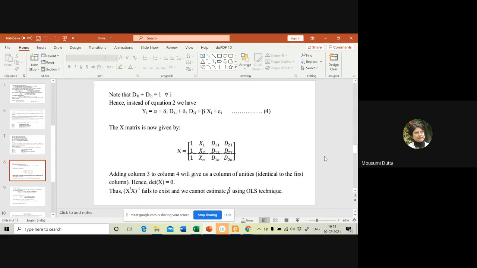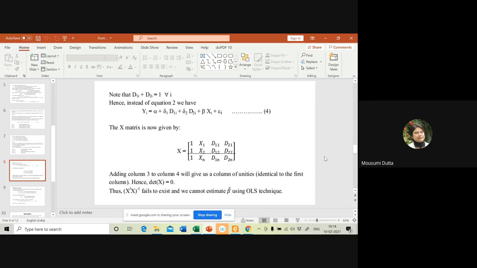We will not be able to derive the determinant of X prime X, the determinant is basically 0. So we will not be able to calculate X prime X inverse. So we will not be able to present our beta hat OLS, because beta hat OLS is X prime X inverse X prime y. So this is the problem, okay? This is the problem here.